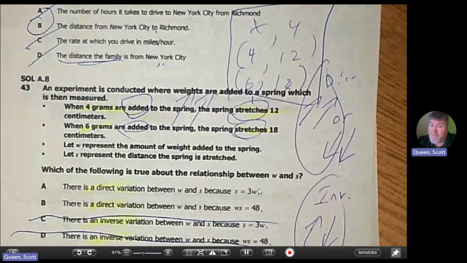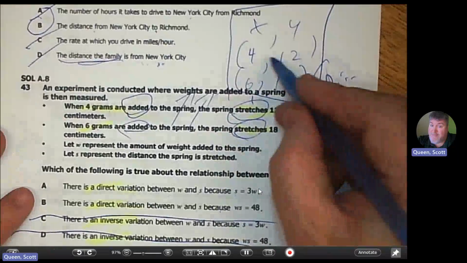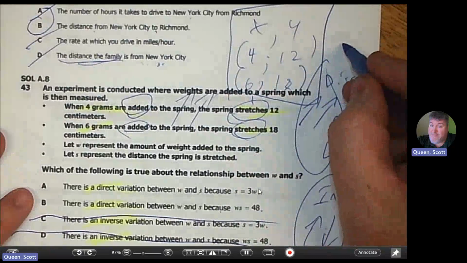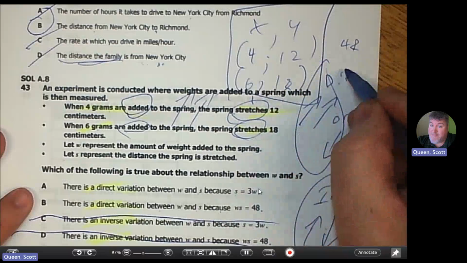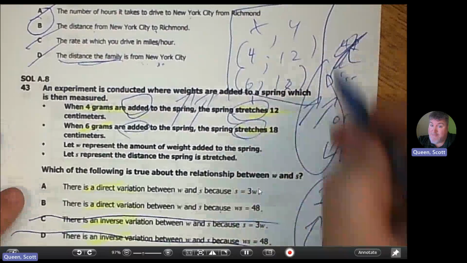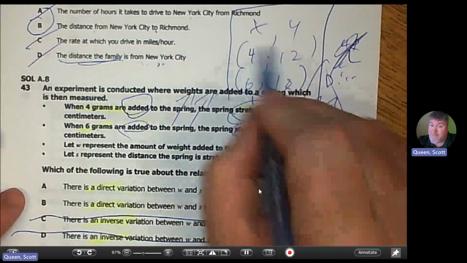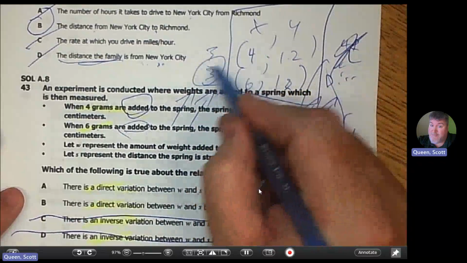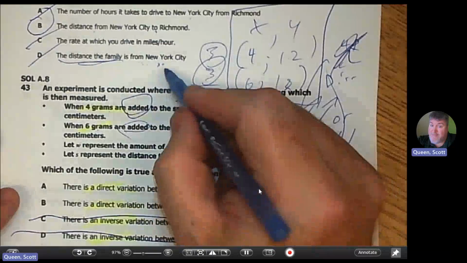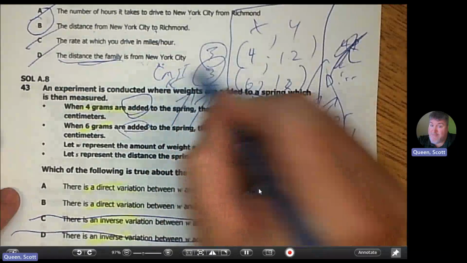X and Y's. And if I do some math without knowing anything else, if I got to do the same thing, 4 times 12 is what? 48. 6 times 18 is not 48. That doesn't work. All right, so what about the other way? 12 divided by 4 is 3. 18 divided by 6 is 3. Oh, that's the same. That must mean they're constant, which is a k.